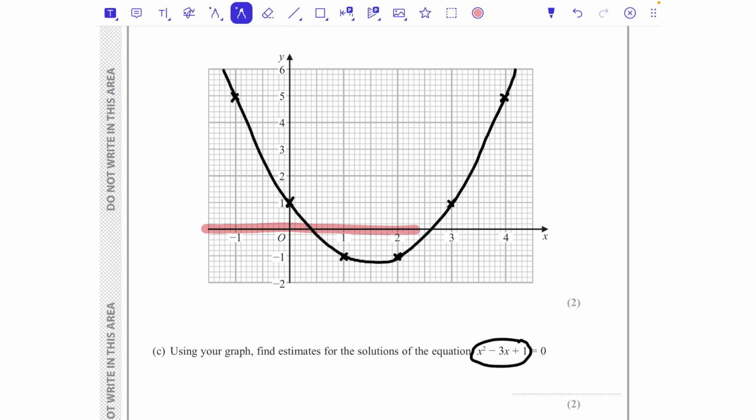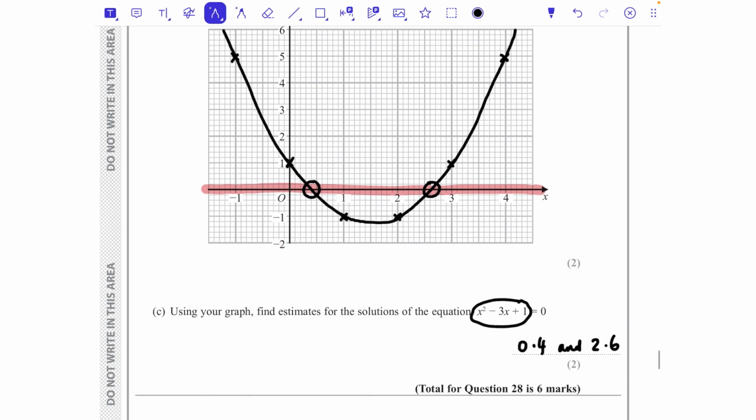When does it equal this line here? That is the line y equals 0. When does your quadratic equal that line? And to find out, we're just going to look at the 2 places where it crosses the x-axis. And that's going to be 0.4 and 2.6. Now you might have got a slightly different answer to me, because obviously everyone's graph is going to be slightly different maybe, but that is the answers to those.